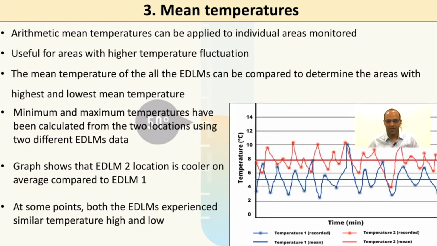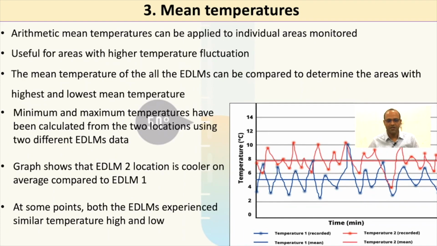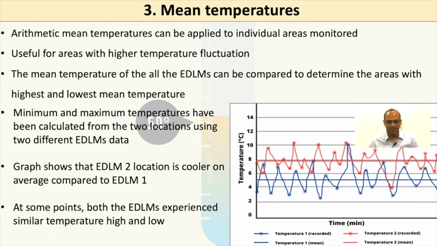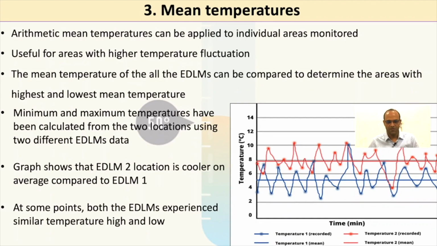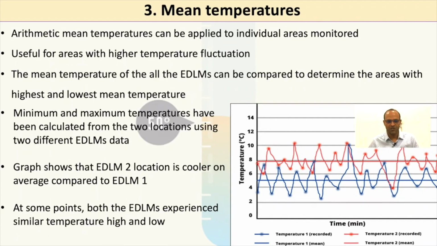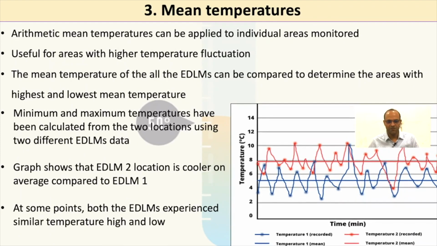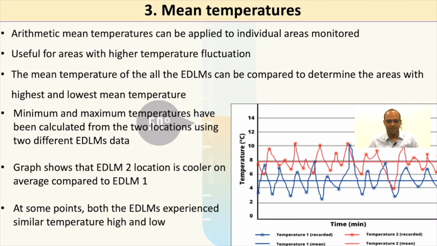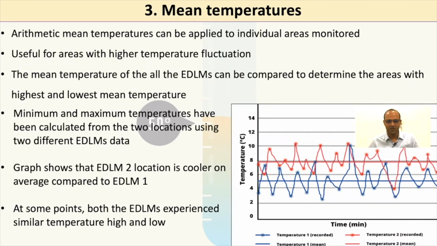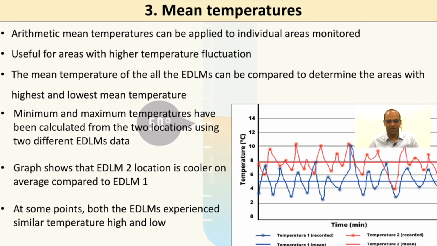Now, for example, here we have the recorded temperature. This is the temperature being recorded. This is the fluctuation between 4 to 7. This is the fluctuation which has been recorded. This is the second temperature recorded, which shows the variation from 8 to 9. So we have to take the mean temperature. Here this is the mean temperature line and this is the recorded mean temperature.